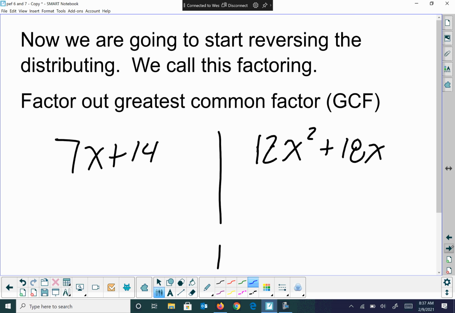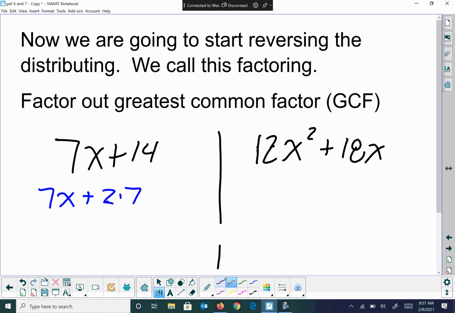All right, so now we're going to start reversing. We're going to start reversing what we were doing. We're no longer going to distribute. What we're going to do is we're going to look for a greatest common factor. So I'm going to break these down. So 7 can't be broken down in anything other than 7 times 1, so I'm going to keep that. But 14 can be broken down to 2 times 7. Do you agree with that?